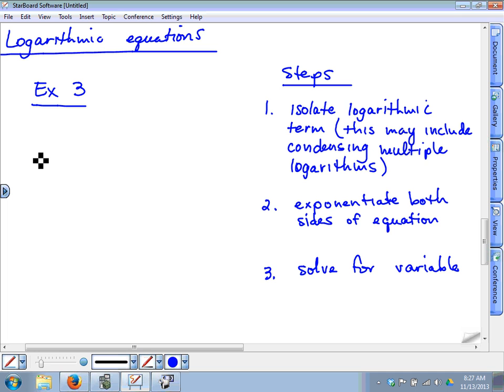Okay. Example 3, part A, solve log base 4 of (x plus 2) minus 4 equal to negative 2. Now notice the x plus 2 is inside the logarithm function, so put it in parentheses.